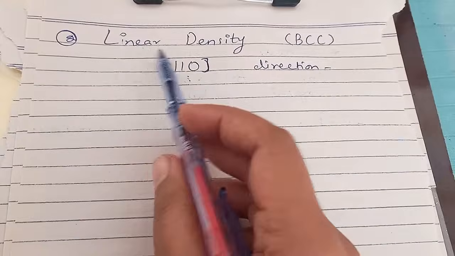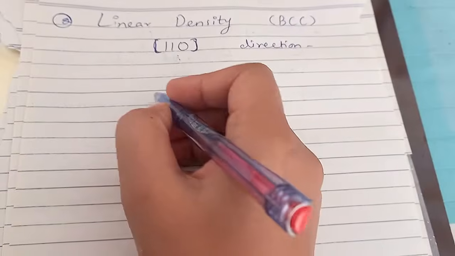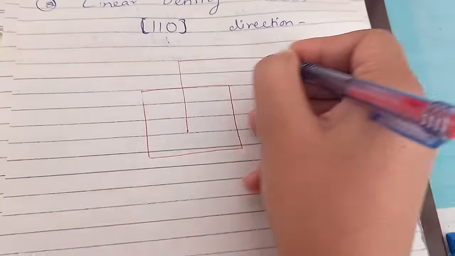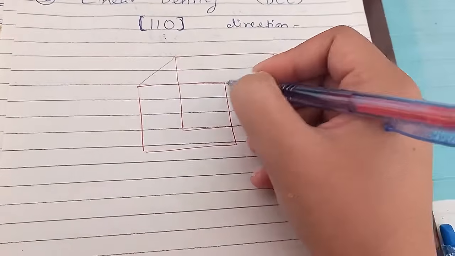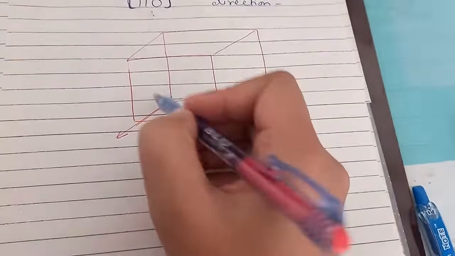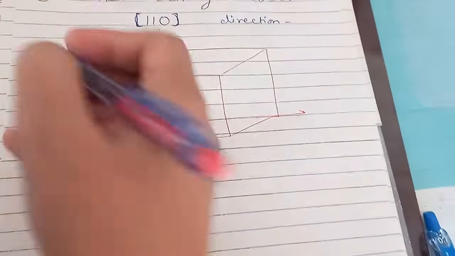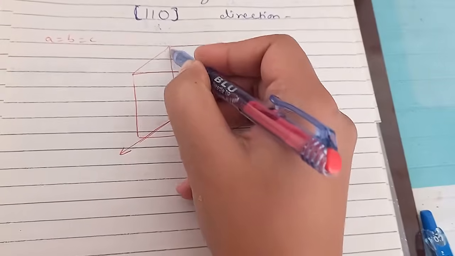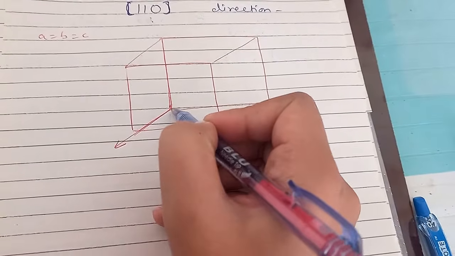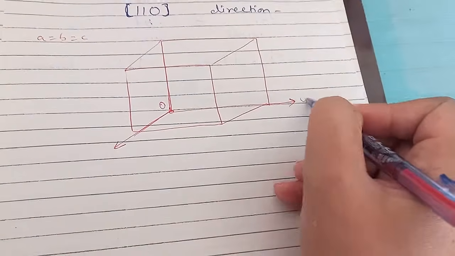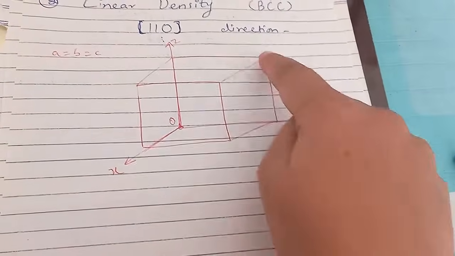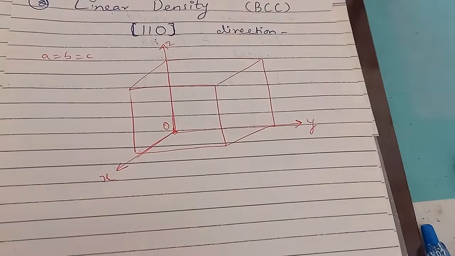So now we are going to find the linear density for the 110 direction, and first of all, we'll draw the cube, and this is the cube, and let's say the lattice parameter is a. In a cube, the lattice parameters are equal. a equals b equals c. The three lengths are equal to each other. So let's say each length is a. So this is the origin, this is y direction, this is x direction, this is z direction, and these are the edges of the unit cell. These are the corners of the unit cell.